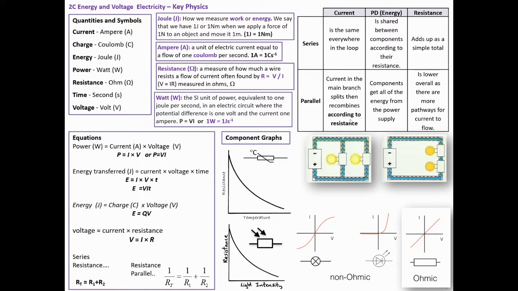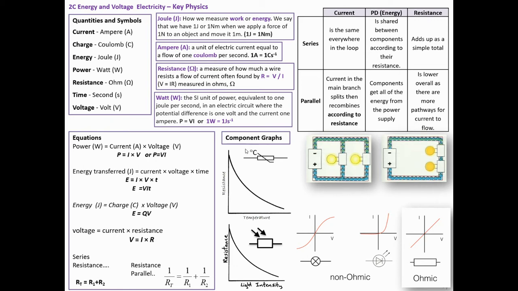We've got some clever little rules for series and parallel circuits. In series, the current's the same everywhere, but in parallel it splits according to resistance. In series, the PD, the energy, is shared, whereas in parallel, the components on each branch get all the energy from the power supply. In series, the resistance adds up as a simple total, but in parallel, it's lower. If we have more pathways, we have a lower overall resistance. Think of pictures like brighter bulbs, dimmer bulbs, that kind of thing.